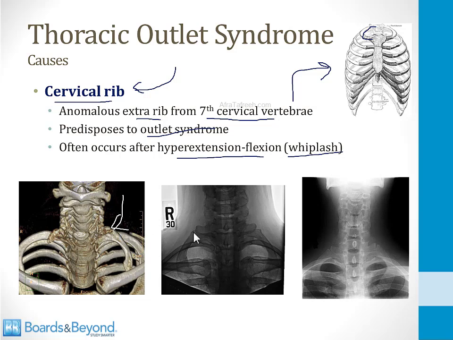You can also see them in these x-rays here. I'm highlighting it in this x-ray in the middle of the screen here. There's also a cervical rib shown bilaterally in this x-ray on the right side of the screen here. Anytime someone is born with one of these ribs, they are at risk for the thoracic outlet syndrome if they have the right kind of injury.